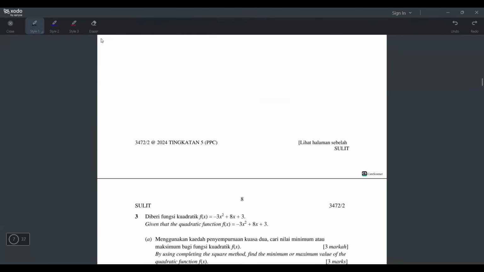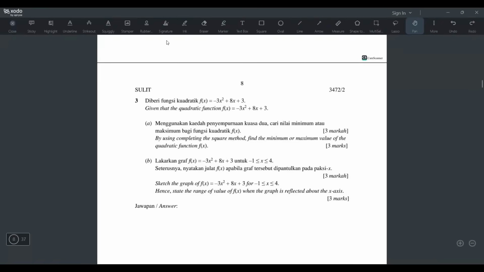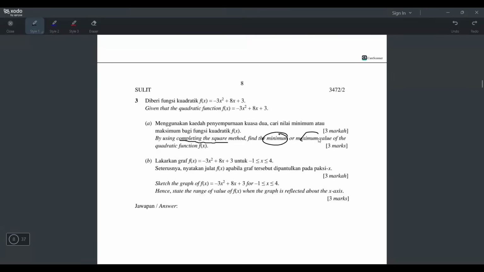Okay, I will do number 3 here. So let's read. Given that the quadratic function f(x) equals this, let's write it down: negative 3x squared plus 8x plus 3. And then question A, by using the completing the square method, find the minimum or maximum value of the quadratic function f(x). Okay, this one is Chapter 2 under quadratic function. Let's talk about completing the square, and also minimum and maximum value.